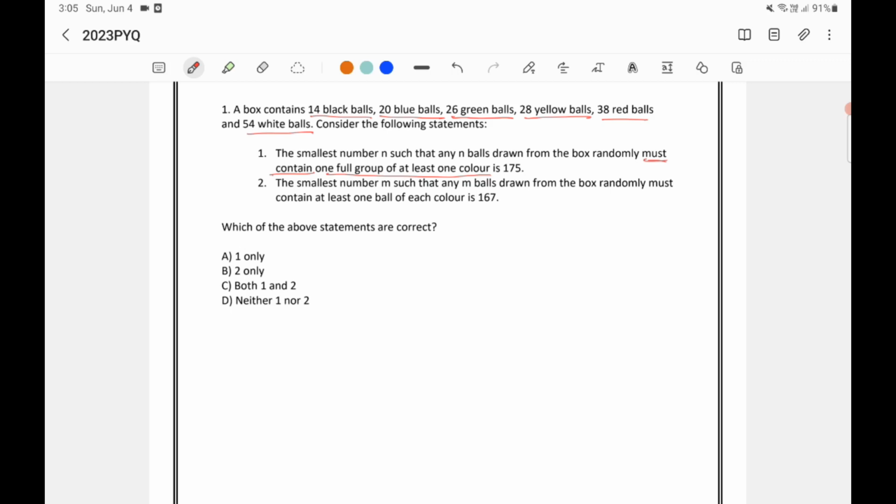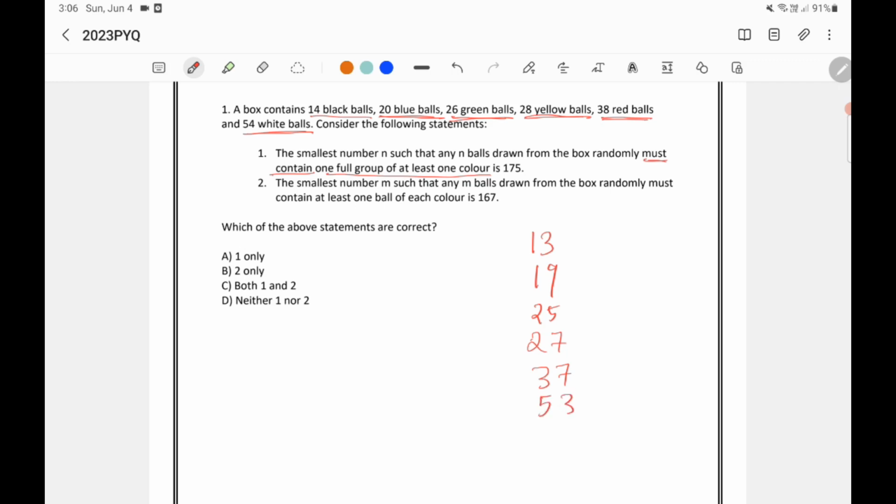Now let's assume that I have taken 13 black balls first. Actually there are 14, but I am only taking 13. So the full group is not taken out, only 13 is taken out. Now let's say that from 20 blue balls I have taken 19 blue balls. From 26 green balls I have taken 25 green balls. From 28 yellow balls, let's say I have taken 27 yellow balls. And from 38 red balls I have taken 37 red balls. And from 54 white balls, let's say I have taken 53 white balls.